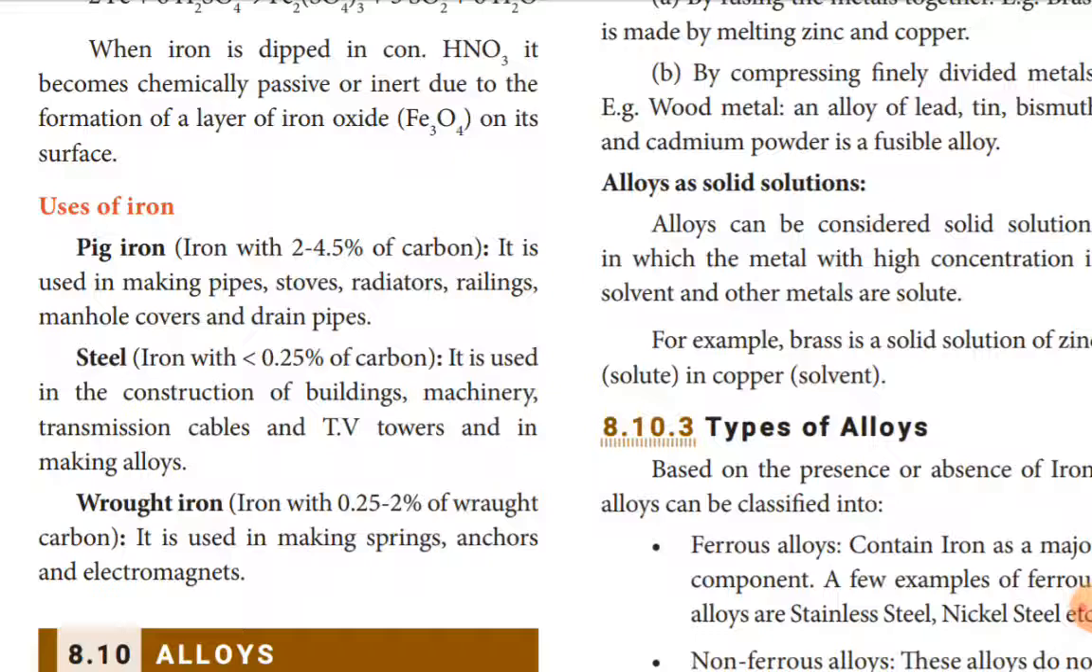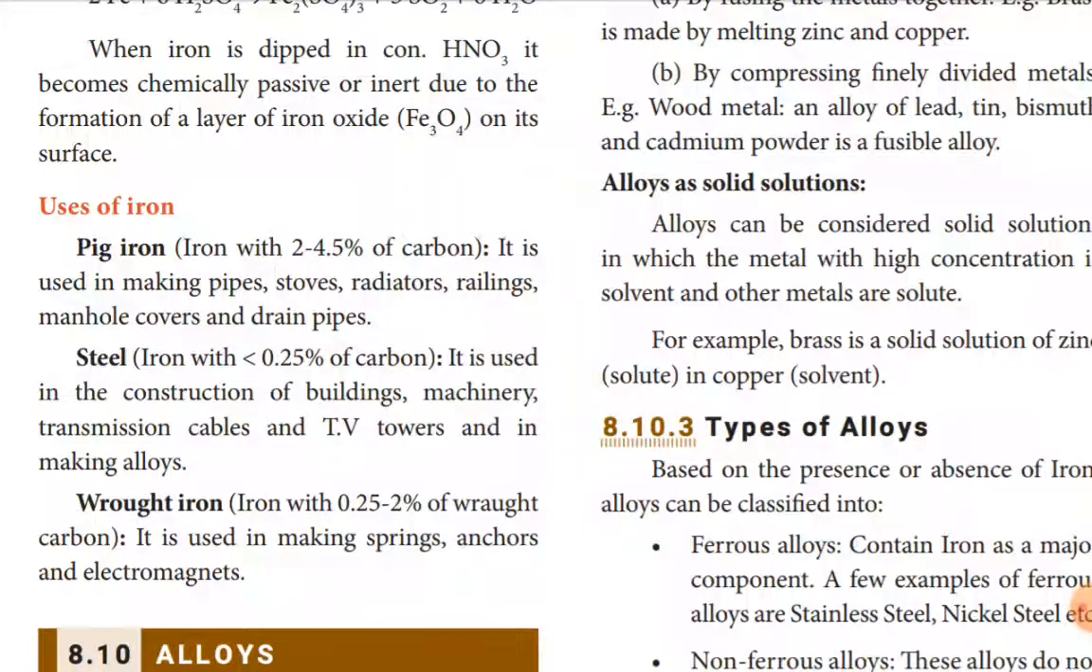Then steel. This is mainly used in the construction of buildings, machine parts, transmission cables, TV towers, and alloys can be prepared using steel. Then wrought iron, having the carbon content 0.25 to 2 percentage, is used for making springs, anchors, electromagnets. These things can be manufactured using wrought iron. So these are a few uses of iron based on their carbon content.